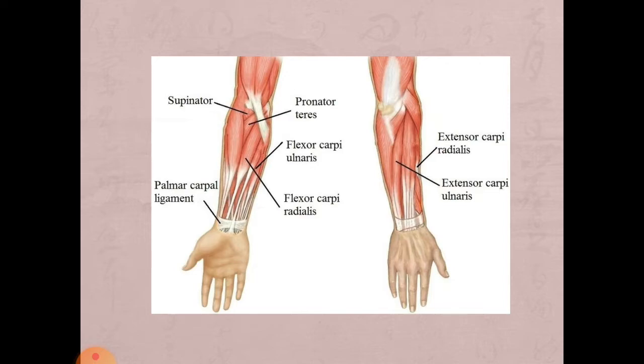Next, you have the abduction, meaning you are moving your hand away from the body, and for that you have the extensor of the ulnaris and the flexor of the ulnaris muscle. So for the abduction you have the flexor carpi ulnaris and the extensor carpi ulnaris muscle responsible.